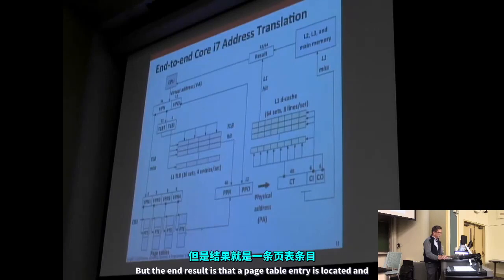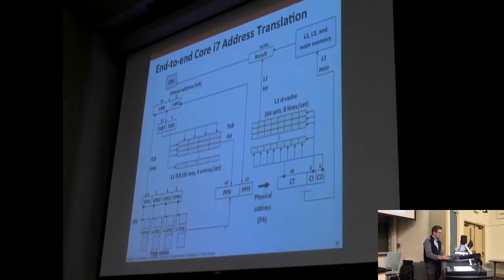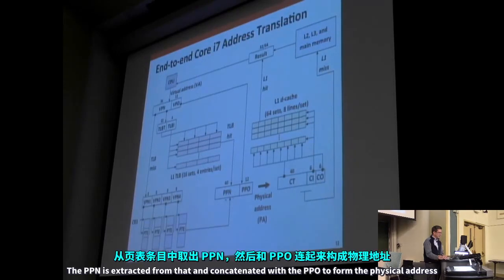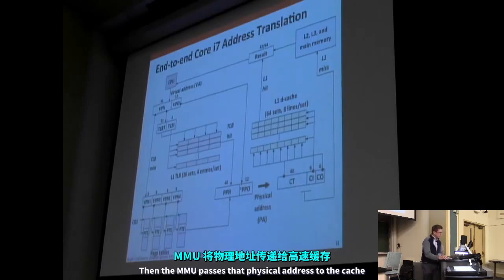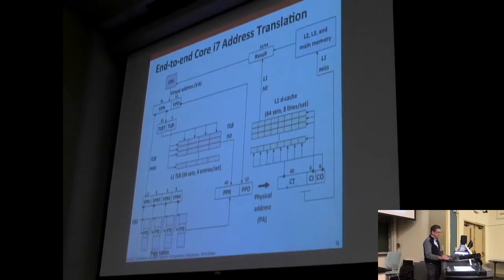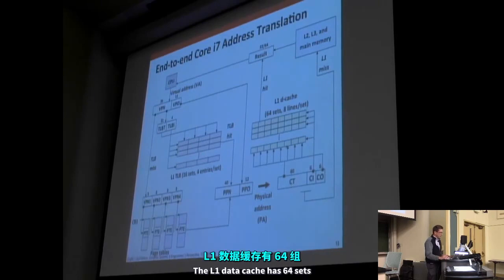But the end result is that a page table entry is located and the PPN is extracted from that and concatenated with the PPO to form the physical address. Then the MMU passes that physical address to the cache. The L1 data cache has 64 sets, so we need 6 cache index bits.